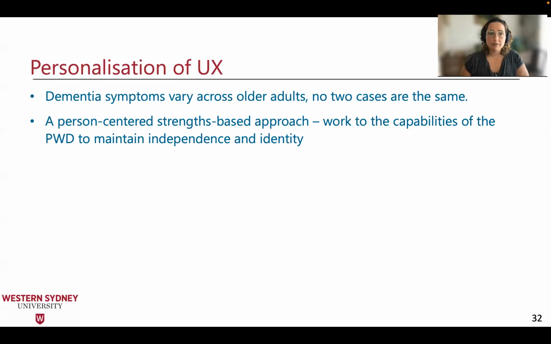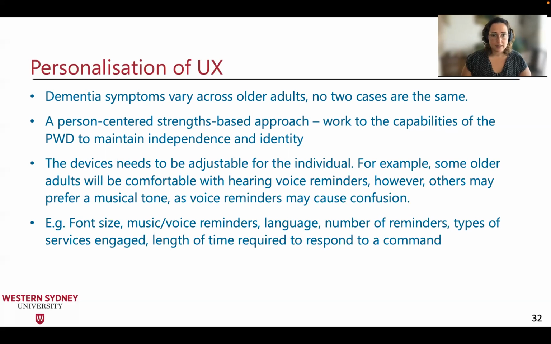And you work with the capabilities of the individual to maintain independence and identity as well, because it's very difficult when a person might have been severely independent and stubbornly independent all their life to all of a sudden need all this assistance to function. And I guess a person-centered approach is also to work within their goals. What do they want to do? What's important to them? So the devices also need to be adjustable for the individual.